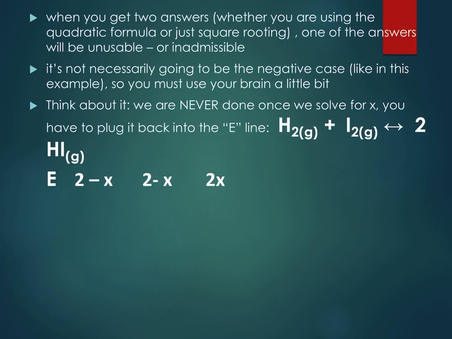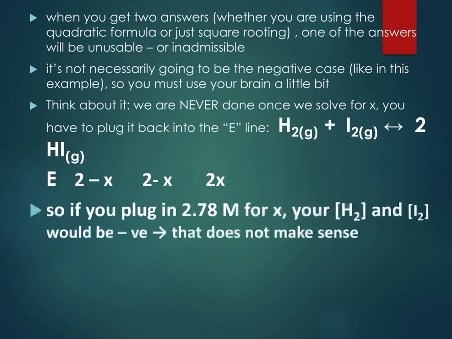Okay, so what happens is if you plug in 2.78, which was one of our roots, one of our x values, then it will make the concentration here negative. So 2 minus 2.78 is negative 0.78, which doesn't make sense. You can't have negative concentration. Once you got to 0, the reaction would just stop.